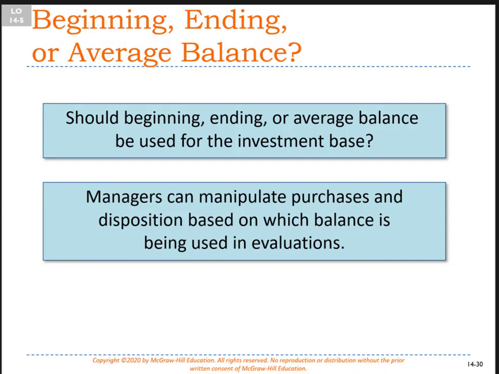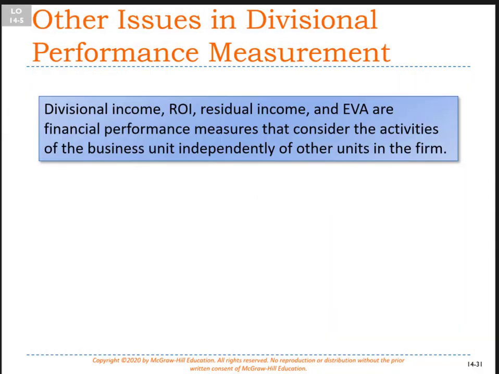Should you use beginning, ending, or average? There's no right answer. Okay. If you use ending, a manager can manipulate it by selling the asset right before year end, or they could be punished for buying it right at the year end. Whereas if you use an average, it kind of mutes that. If you use the beginning, that was what they had all year long, but it ignores any investment. So it's, again, not a right answer. You need to understand the limitations of each one.